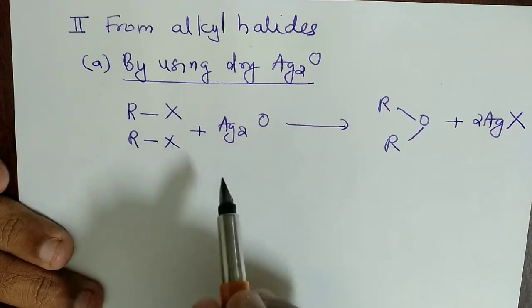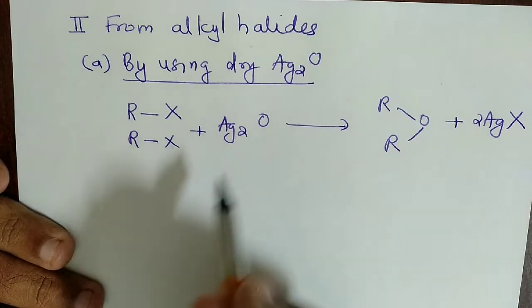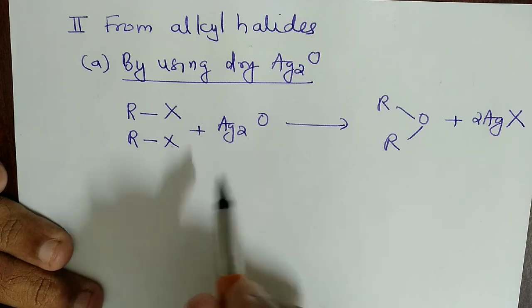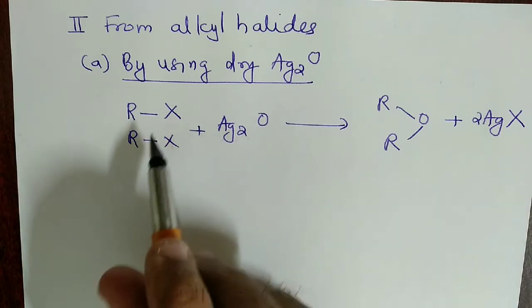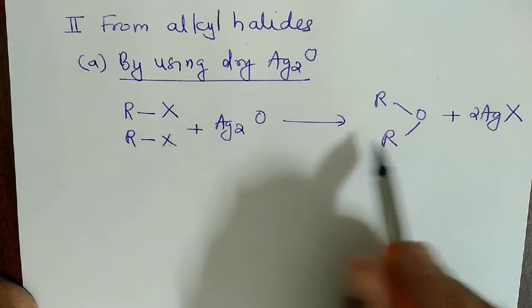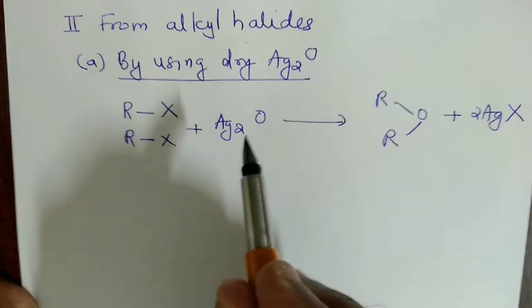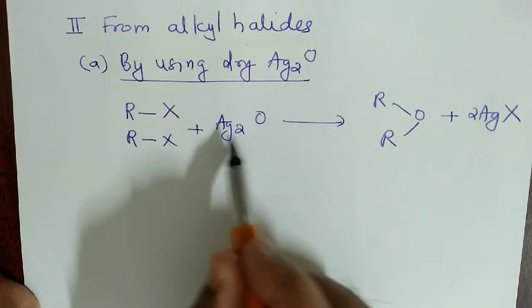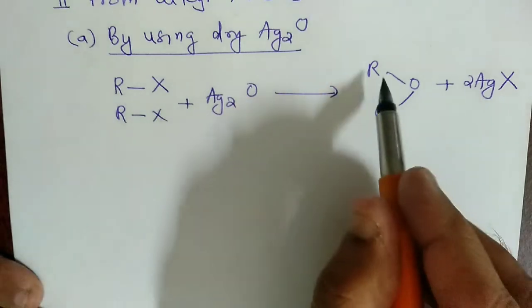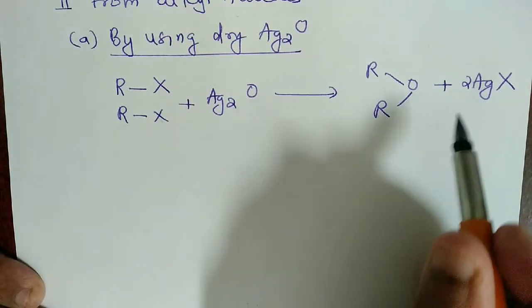Moist silver oxide is the same as silver hydroxide. Moist silver oxide reacts with haloalkanes to form alcohols. Here dry silver oxide is used, and symmetrical ethers are obtained.